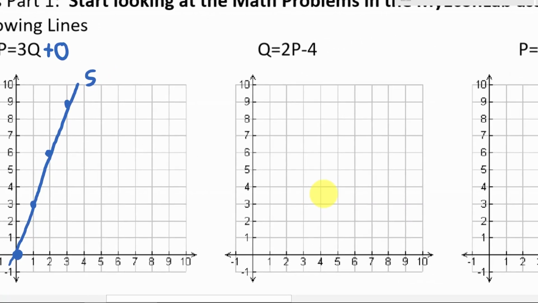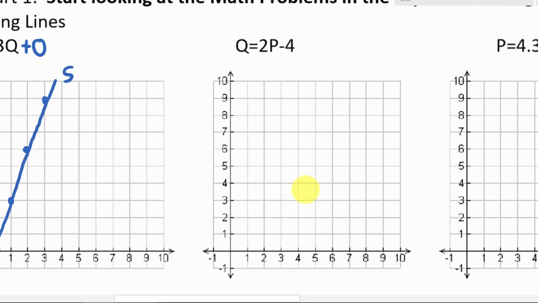All right, in this next one, it's written as q equals 2p minus 4. So if you're going to graph a demand curve where price is on the y-axis and quantity is on the x-axis, we want to have this written in the p equals form.